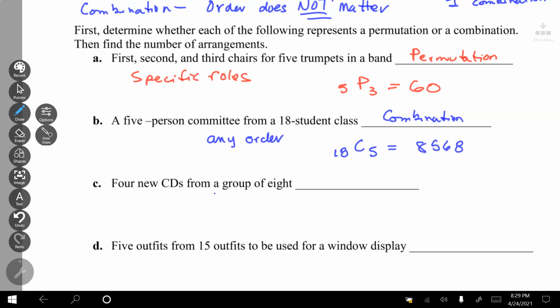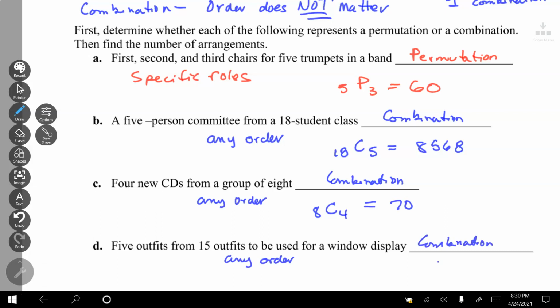4 CDs out of 8 could be any order. That would be 8C4. Combination is 70 ways I could arrange those CDs. 5 alphas out of 15, again, is any order. Combination, 15C5, 3003 ways.